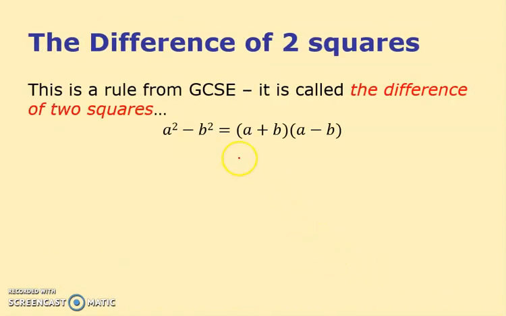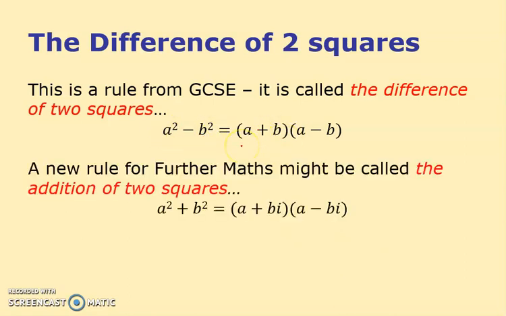Now, difference of two squares, you've seen this before. A squared minus b squared is a plus b, a minus b. But there is the addition of two squares. No one ever teaches you this at GCSE Maths, and that's because you can't really do it because you don't get any information about complex numbers. But notice what I'm saying here, a squared plus b squared is this. Now, does that make sense?